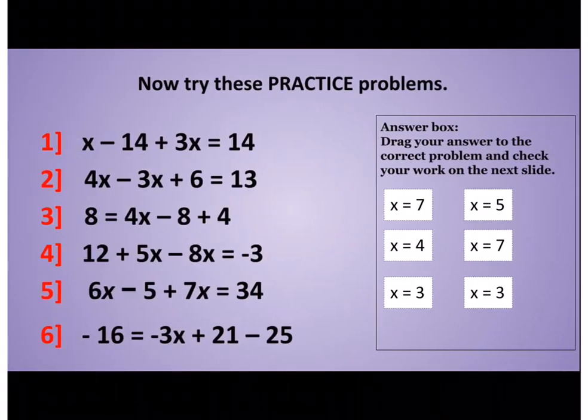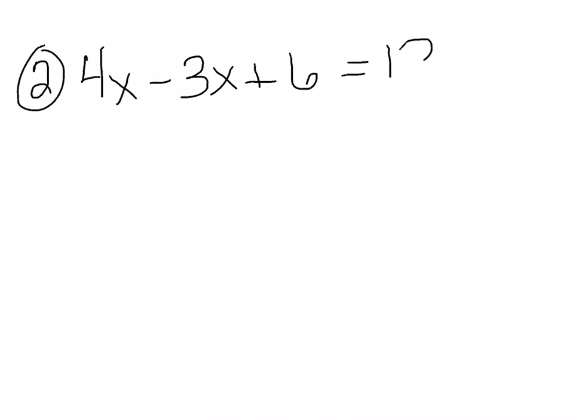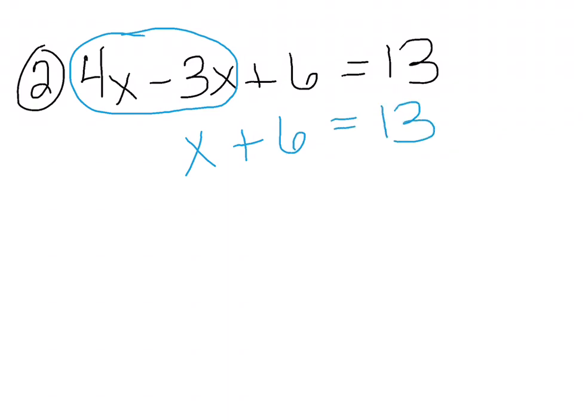All right, problem number 2. It says 4x minus 3x plus 6 is equal to 13. So we have 4x, take away 3x, plus 6 is equal to 13. I'm going to start off by combining like terms. I see 4x minus 3x. If I have 4x's and I take away 3x's, I am only left with 1x. So I have x plus 6 is equal to 13.